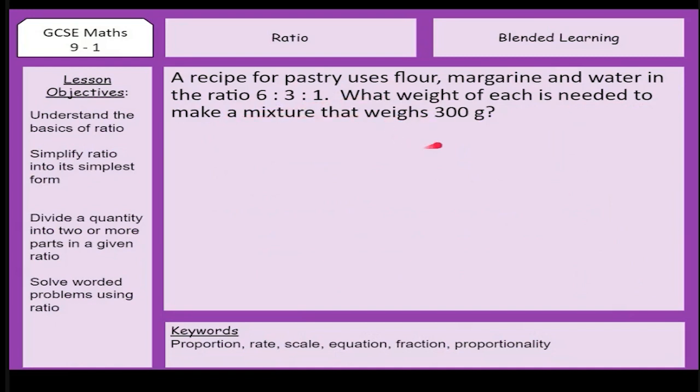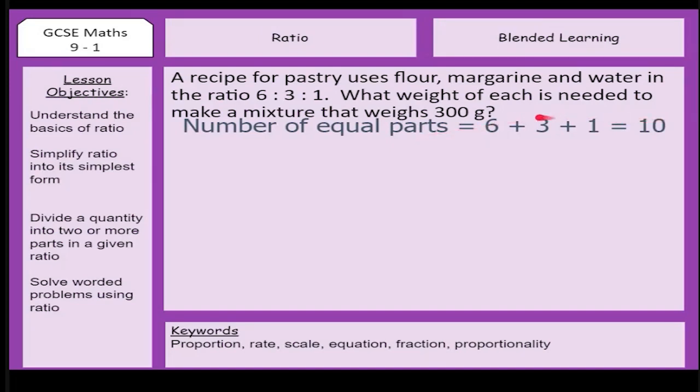So I know the whole mixture equals 300 grams. Now, remember, these are all equal parts. Yeah, 1 part here, 3 equal parts there, and 6 equal parts there. So the first thing I need to do is find out how many equal parts there are in total. So I have 6, plus 3 is 9, plus 1 is 10. So 10 equal parts in total.